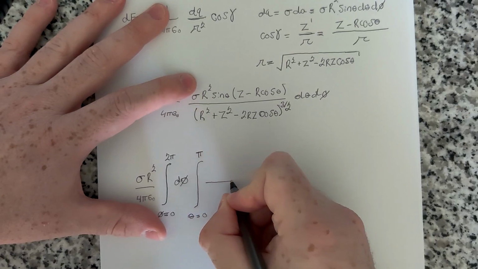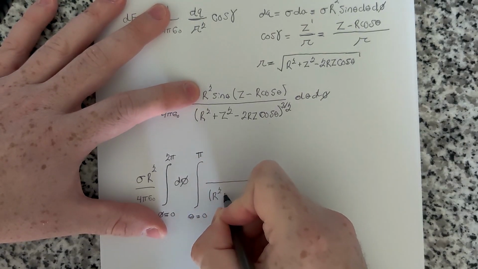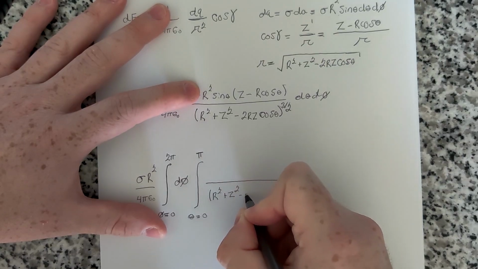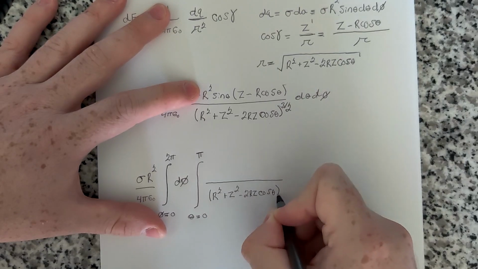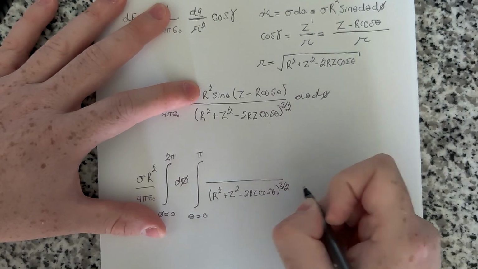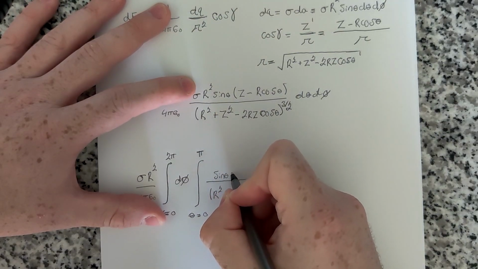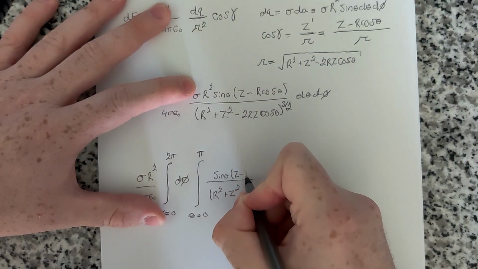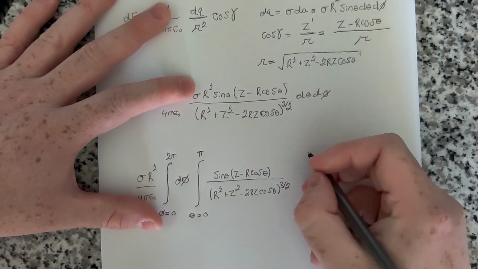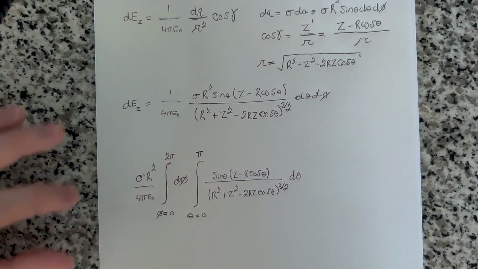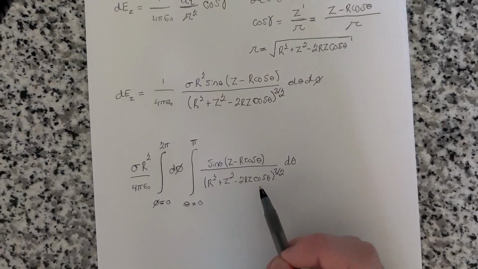So I'm going to write the bottom first. We have r squared plus z squared minus 2rz cos of theta, to the 3/2 power. Then we have sine of theta times z minus r cosine of theta, and then times d theta. All right, so this is a rather tough integral to solve.